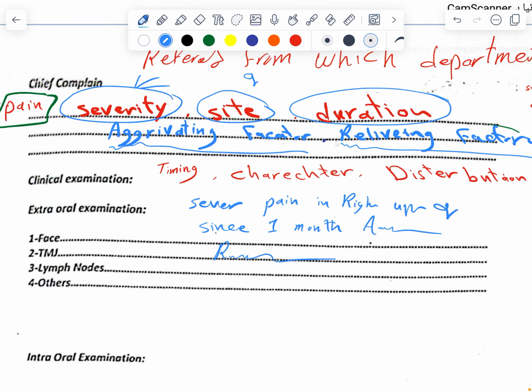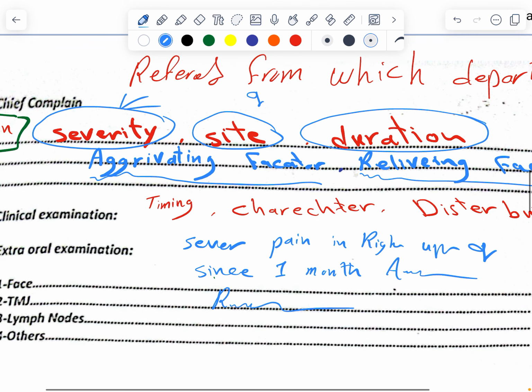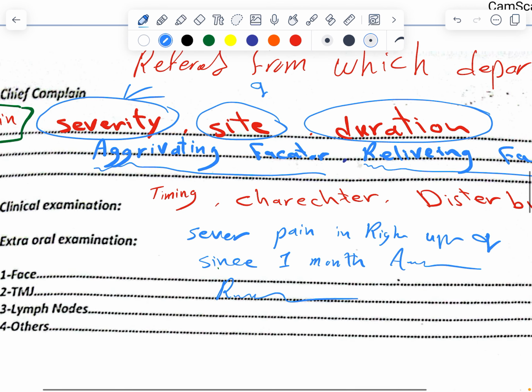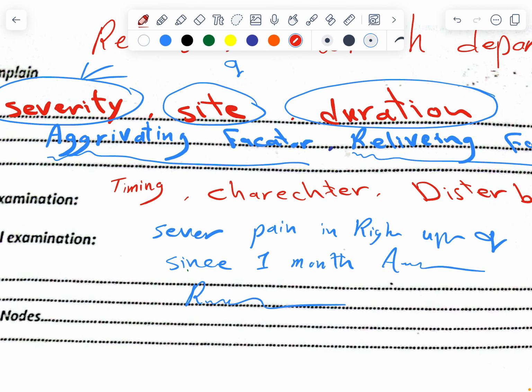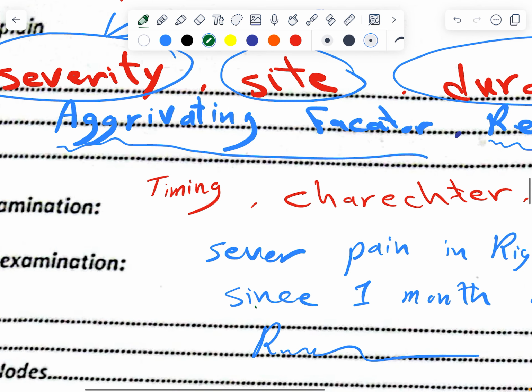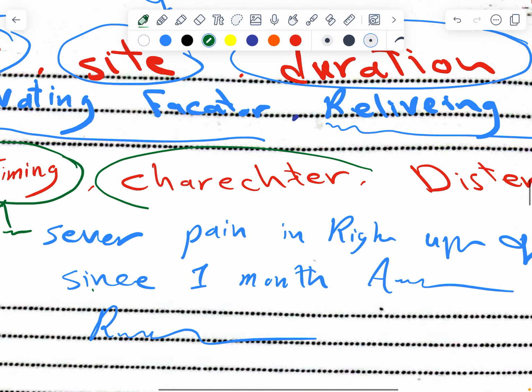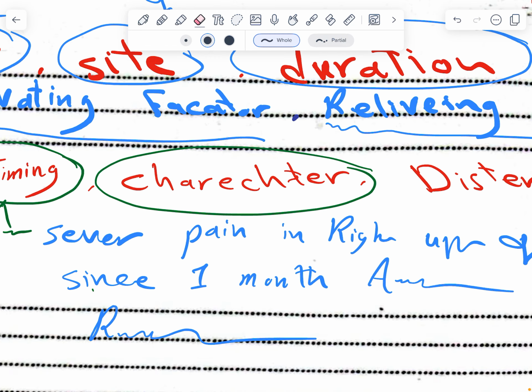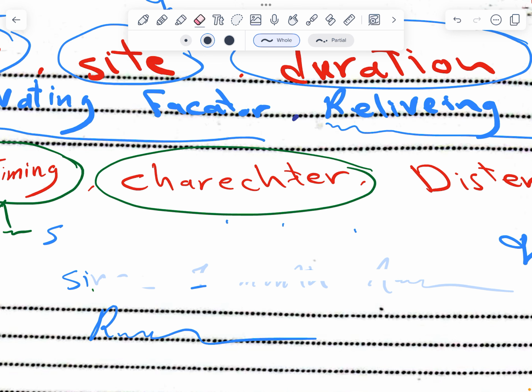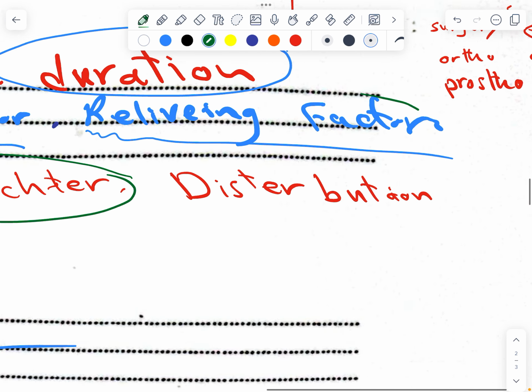Then we have other points such as timing. It is either intermittent or continuous pain. Then character, if it is sharp or dull or throbbing pain. And then finally you have distribution of the pain, either if it is localized or radiating pain.